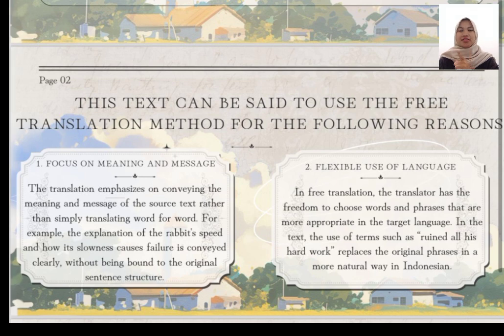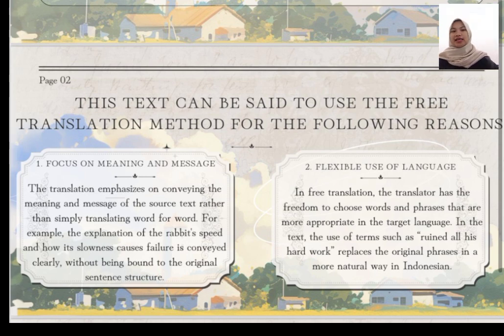The first reason is focus on meaning and message. The translation emphasizes conveying the meaning and message of the source text rather than simply translating word for word. For example, the explanation of the rabbit's speed and how its loudness causes failure is conveyed clearly, without being bound to the original sentence structure.